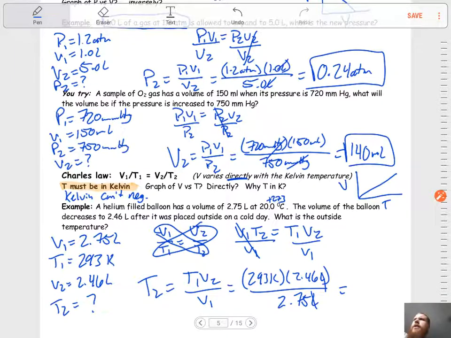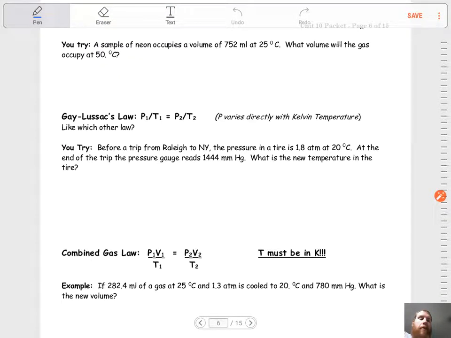When I do that, you should get a temperature that is 262 Kelvin. Now think to yourself, did my answer make sense? What happened to my volume? Volume went down. Temperature should go down as well because this is a direct relationship. So if you feel comfortable, pause the video and try the Try problem on page 6 on your own. Okay?